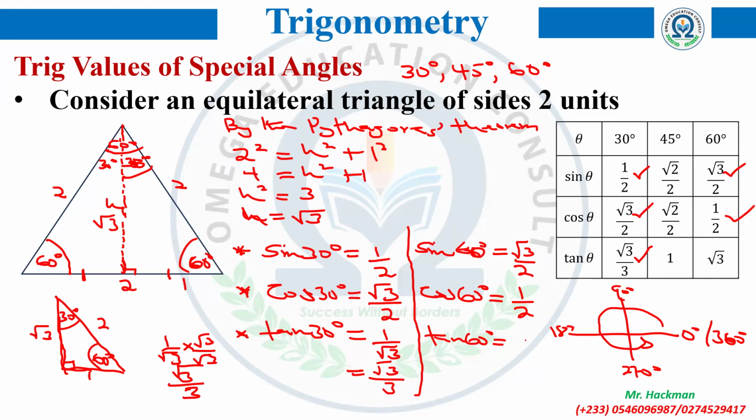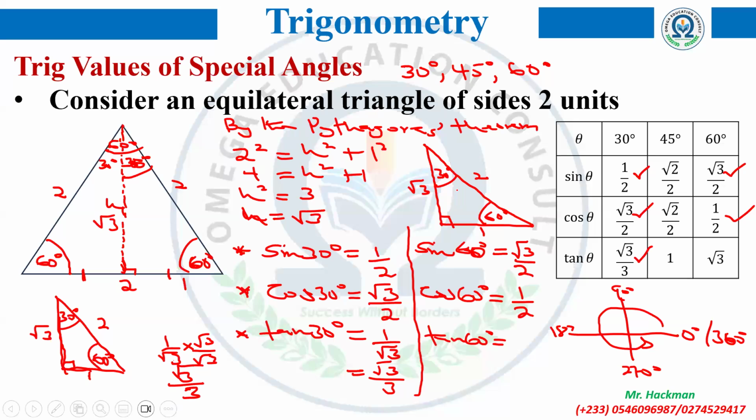Where lies the problem? So this is what we have. I'm not going to belabor the point. You have this diagram. This is 90, this is 60 degrees, this is 30 degrees, and this side is 2. This side is 1. We found out that this is root 3.